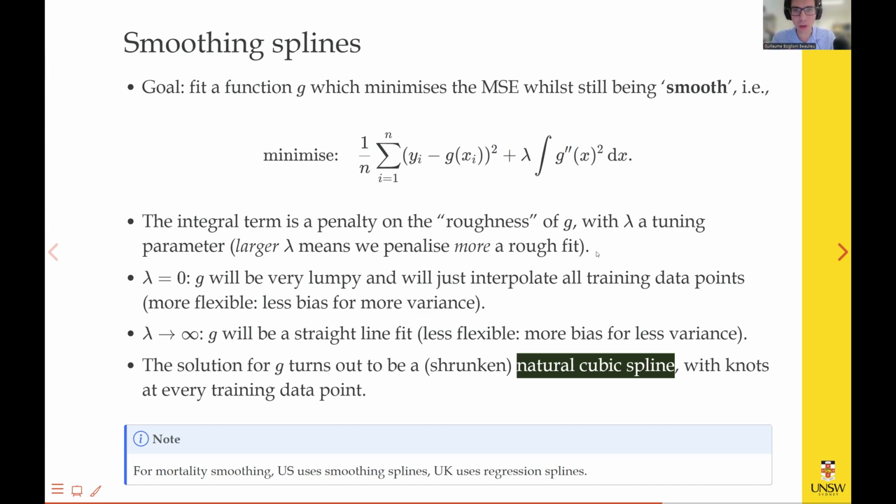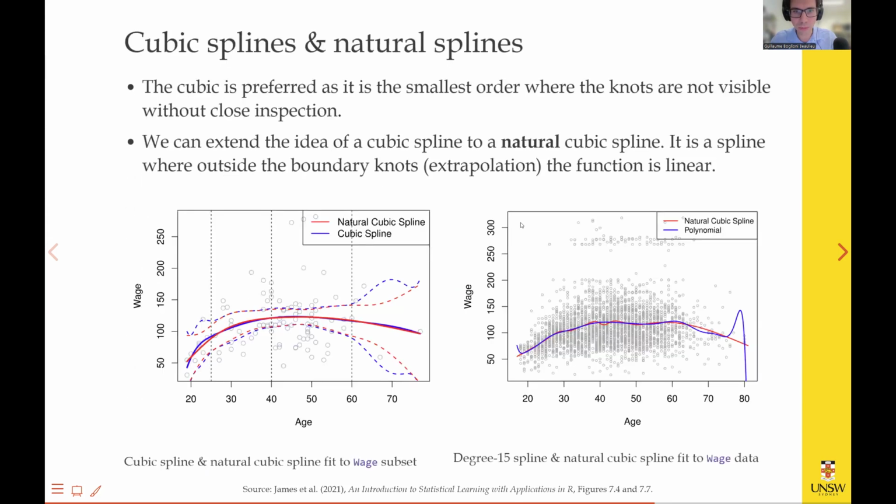Now it's shrunken here because we constrain it to be smooth via this penalty. But the solution is this natural cubic spline, and recall natural means that outside the boundaries of our data, the cubic spline is actually a straight line. Maybe we can show you the picture. So the natural cubic spline is forcing, at the extremities, the fitted curve to be a straight line, but only at the edges, at the extremities of your data set.